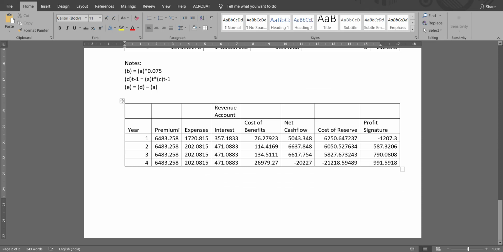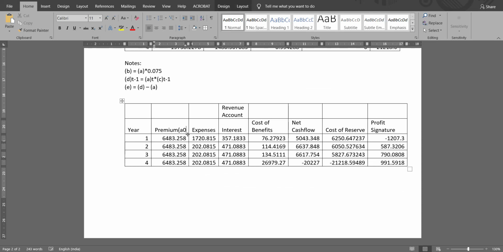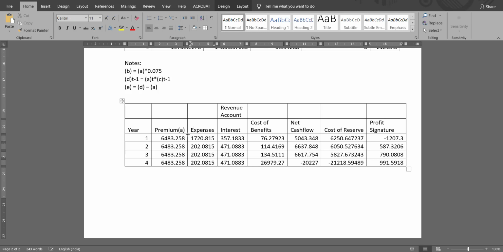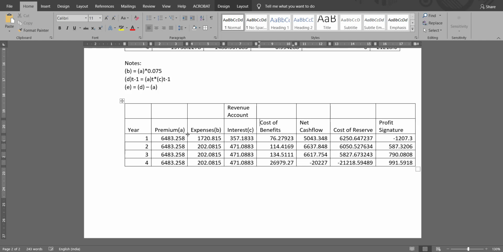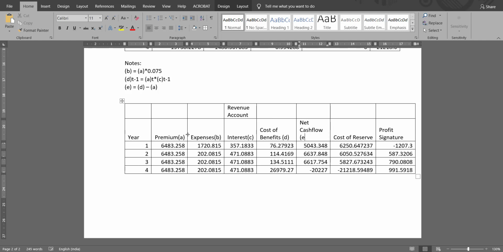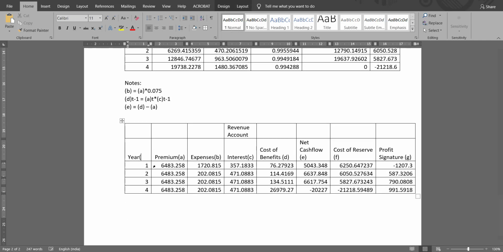So revenue account, okay. So this can be called A. These notes are not compulsory usually in the exam when it's on paper, but I prefer to do it in the Word exam because there are two advantages. One, you will get step marks. Two, they will know that you have not just copied stuff from Excel and you know what you're doing. Okay, you have just used Excel as a calculator. So cost of reserve is F and profit signature is G. Okay, perfect. So year you can call it T.